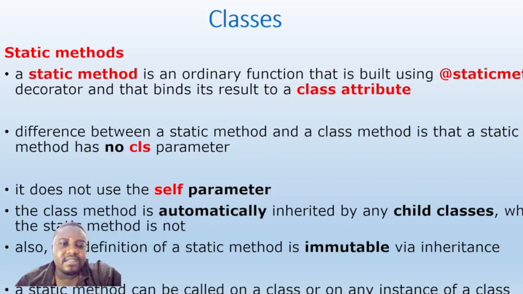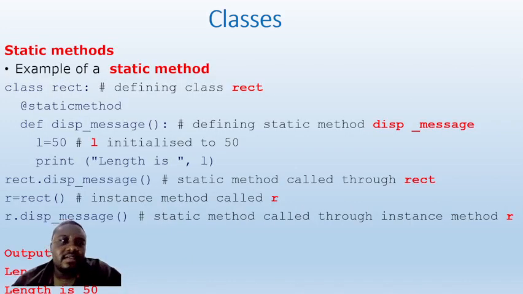Also, the definition of a static method is immutable via inheritance. A static method can be called on a class or on any instance of a class. So this is an example of a static method. In this example, you can see a class Rect defining the class Rect, adding a static method, defining the static method.